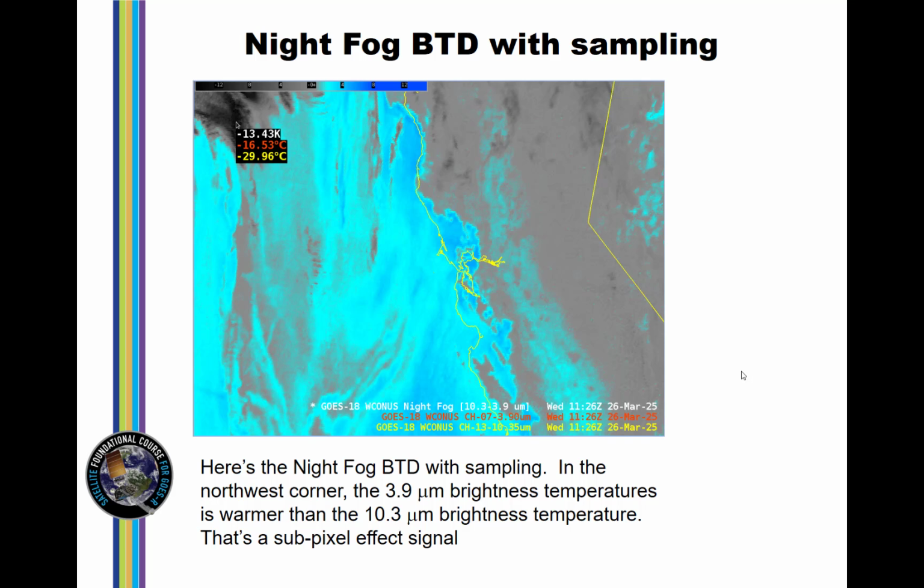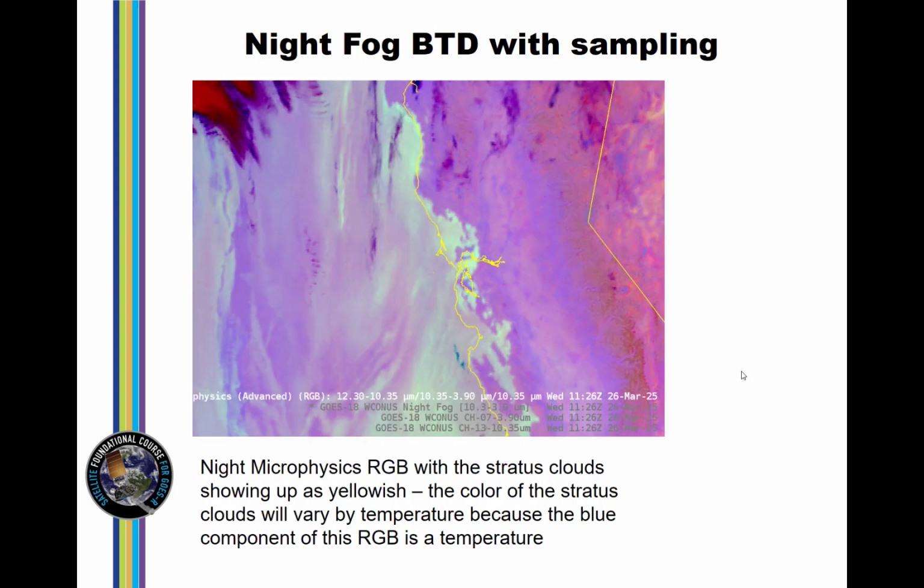The 10.3 micrometer detectors are more sensitive to the colder part of the pixel, and the 3.9 micrometer detectors are more sensitive to the warmer part of the pixel. The green part of the night microphysics RGB is the night fog brightness temperature difference that you just saw, as you can tell by this toggle. In the absence of high clouds, this RGB can give information on stratus decks. Whether or not stratus is a fog bank has to be determined in other ways: observations at airports, for example, or webcams, something like that.